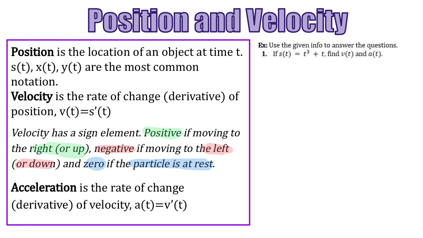And then last but not least, acceleration is the rate of change of the velocity. So the acceleration is how our rate of change is changing. So it is the derivative of the velocity function. A of t is equal to v prime of t. So let's just quickly use that relationship with this example off to the right.